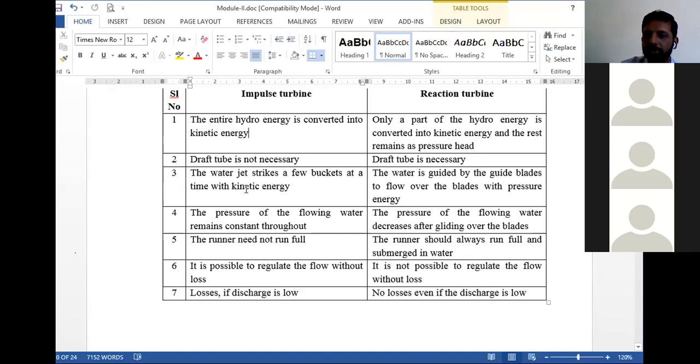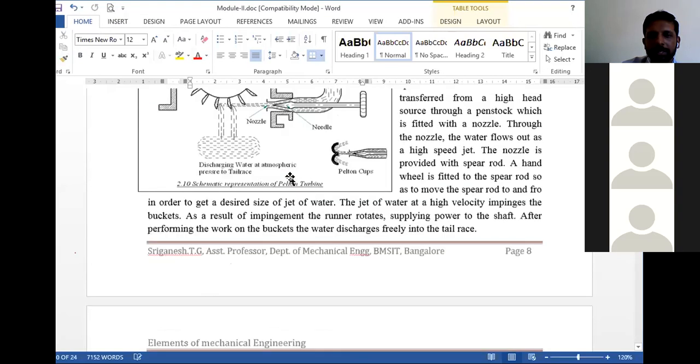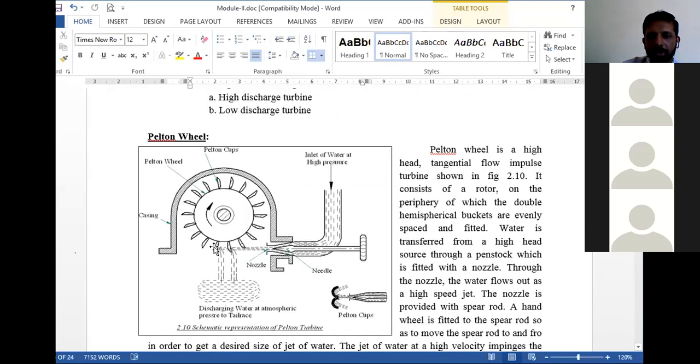Right. Next one. The next difference is that in an impulse turbine, the water strikes onto only some portions or a few buckets of the turbine. So if you look over here in Pelton turbine, water is going to strike only over here but not onto the remaining buckets. So only this force is going to cause this rotational movement.